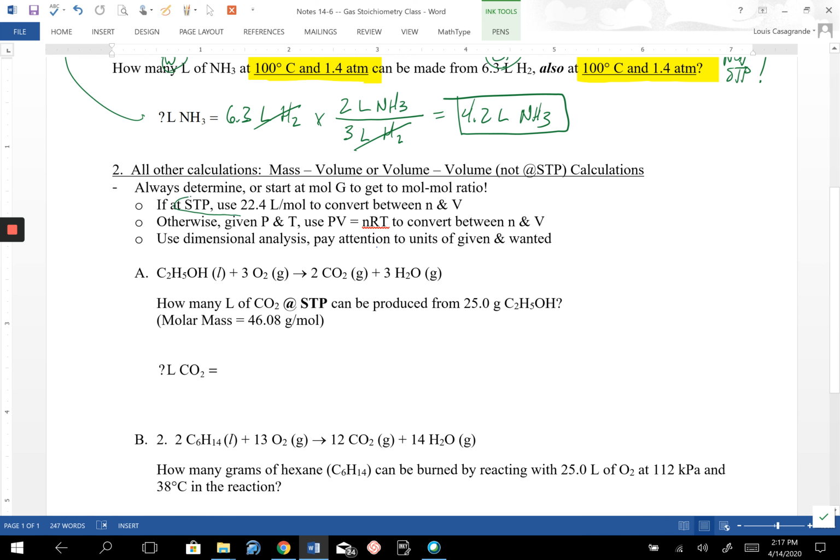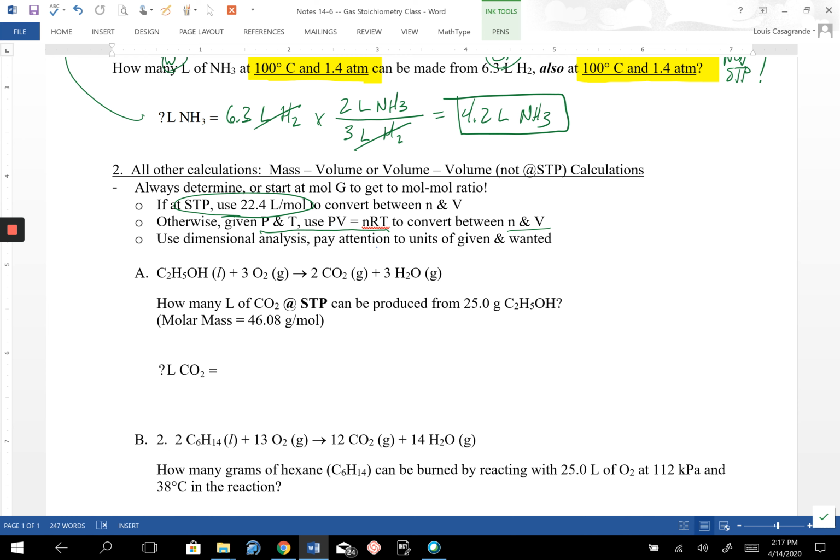If we're at STP, then you can use 22.4 liters per mole as a conversion factor between the number of moles of the gas and the volume of the gas. Otherwise, you can use P and T, the given pressure and temperature, in PV equals nRT to convert between the number of moles and the volume. And then in this case, you're going to have to use dimensional analysis. And yes, you are going to have to pay some attention to the units of the given and the wanted.